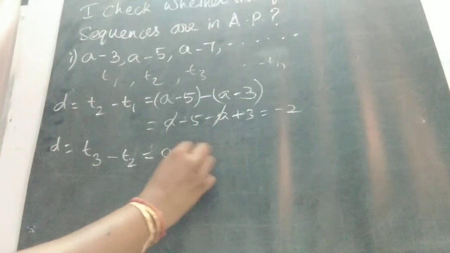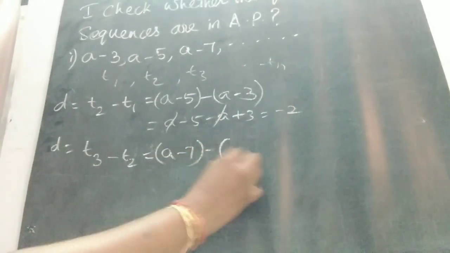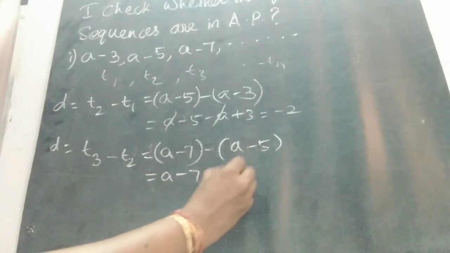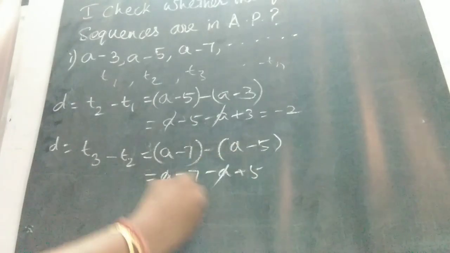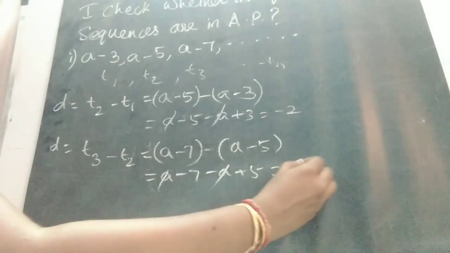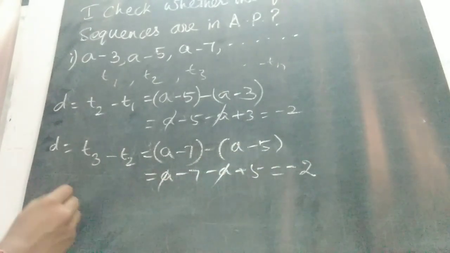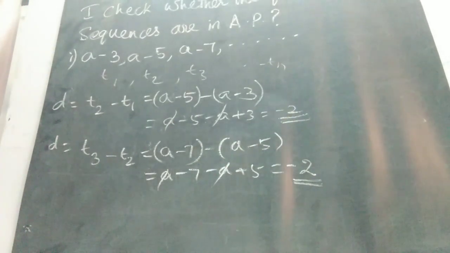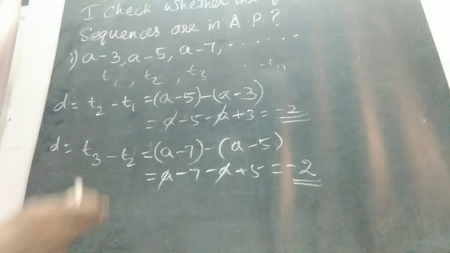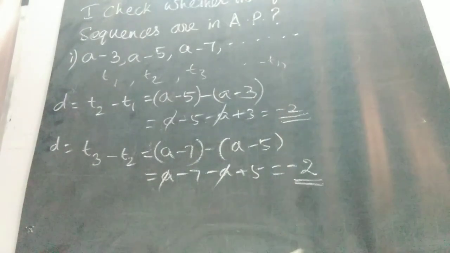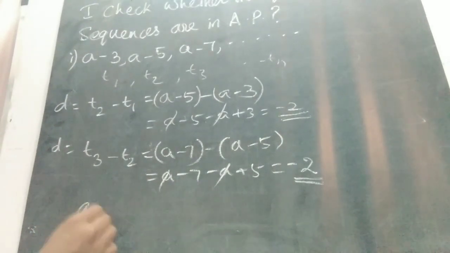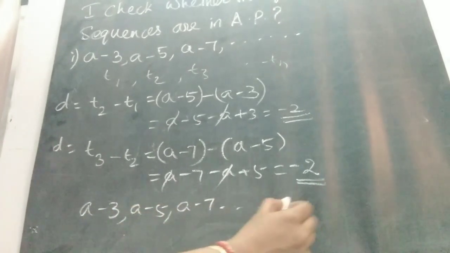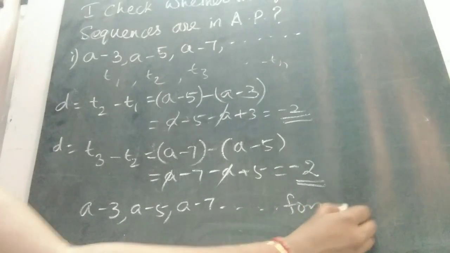Now A minus 7 is your third term. Subtract A minus 5. That means A minus 7 minus A plus 5. So minus A plus A cancels. Minus 7 plus 5 is minus 2. Similarly, it goes on. So in all these cases, what can you see? These differences are the same, constant. That common difference, you get the differences are the same. Therefore, what can you say? This A minus 3, A minus 5, A minus 7, etc. forms an AP. That is, they are in AP.